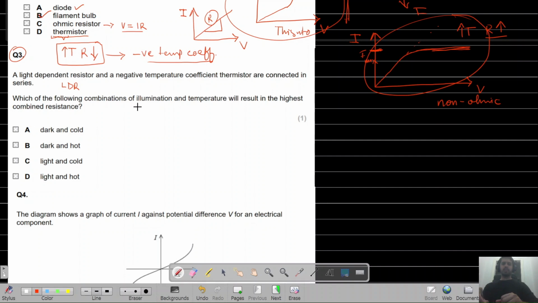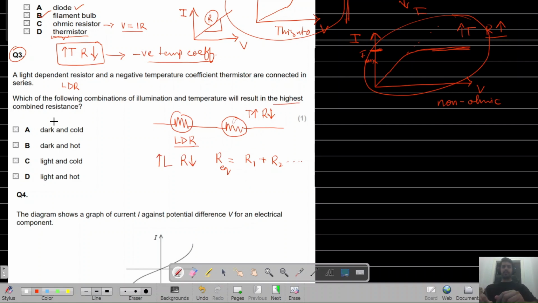series. Which of the following combination of illumination and temperature will result in the highest combined resistance? So we know that if resistors are connected in series, the combined resistance is just the sum of individual resistors. So R1 plus R2 and it goes on. This is R equivalent. This first resistor is LDR, that is light dependent resistor. This second one is actually a thermistor, and I have already explained that thermistors have negative temperature coefficient, which means that if you increase the temperature, the resistance actually decreases.